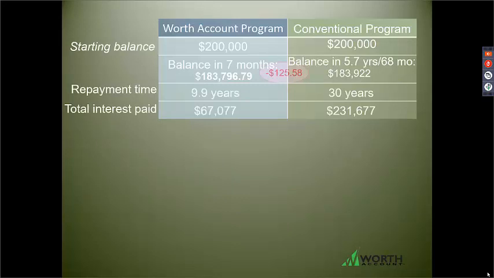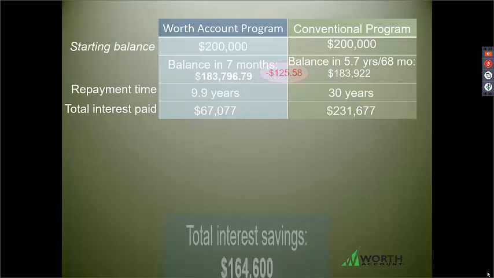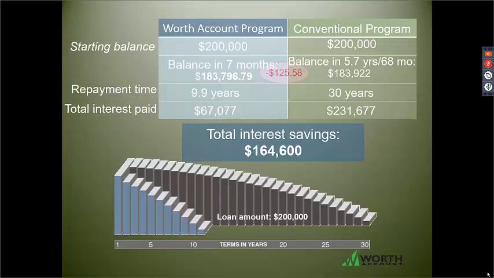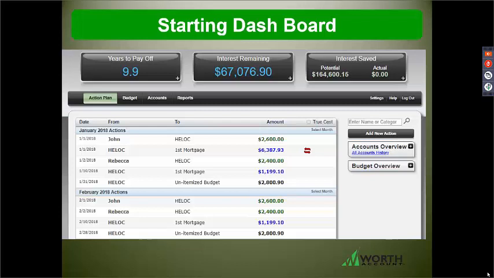So you've got 30 years to pay off on your conventional program and $231,000 in interest. 9.9 years with us, and only $67,000 in interest. So that's a savings of $164,000 in interest that we're going to save and knock off your loan and shave off all that time.